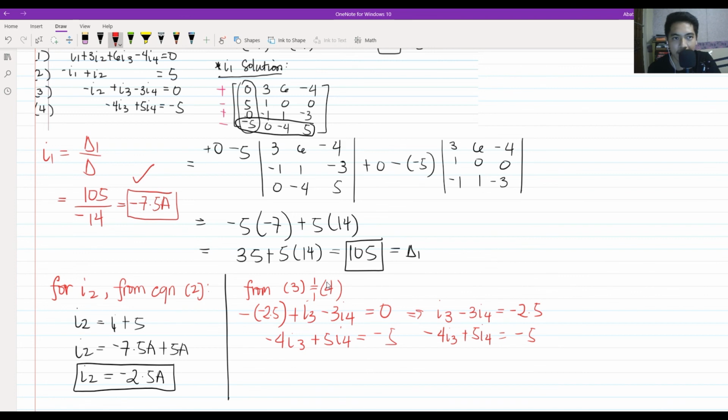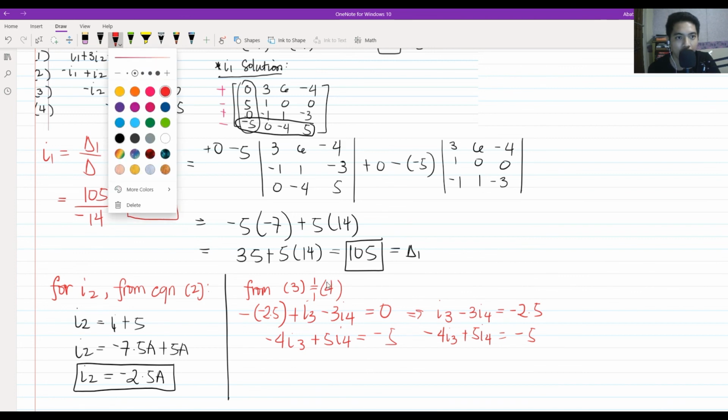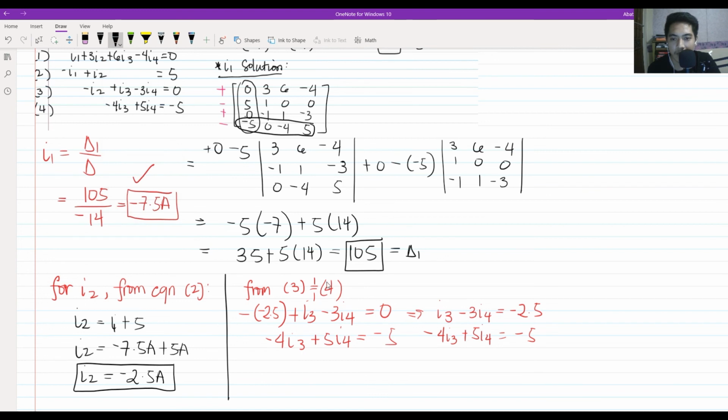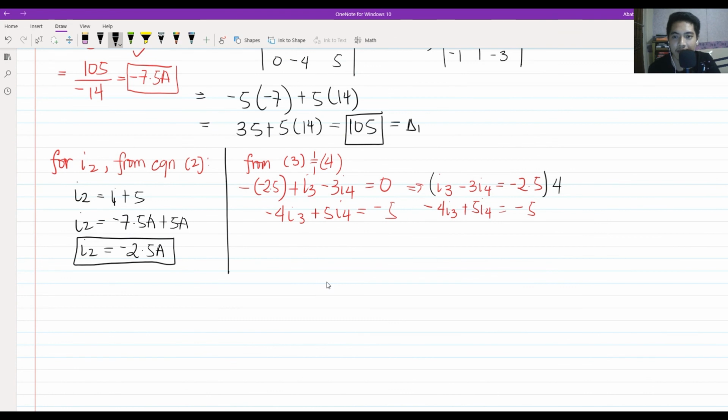So I will be multiplying equation 3 by 4, and by doing that and adding this to our equation 4, what will happen is that we have 4 I sub 3 minus 3 I sub 4 equals negative 10, and I'll be adding this, so elimination. So this would be negative 4 I sub 3 plus, sorry, we have to multiply also this, so this should be 12, 4 times negative, negative 12. So this would be 5 I sub 4 equals negative 5.